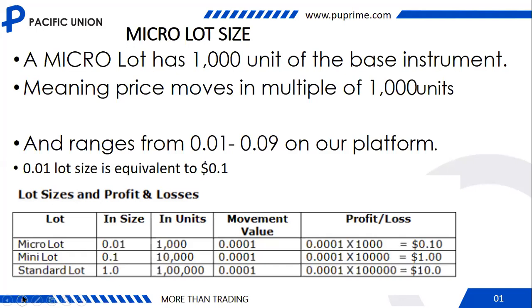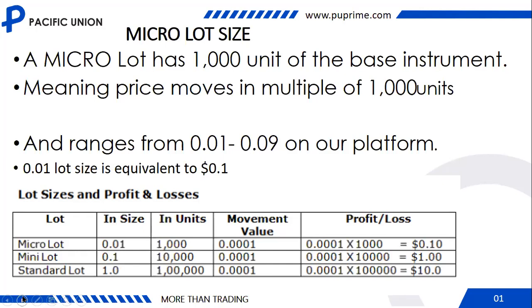Yes, on Pacific Union, the micro lot size starts from 0.01 to 0.09. Now, 0.01 lot size is equivalent to what? $0.1, which means 10 cents. So if you are using 0.01 lot size, for every pip unit, you are gaining 10 cents. So if the profit is 10 pips and you are using 0.01, 10 pips is 10 cents, 20 cents, 30 cents, down to $1. So if you are trading with 20 pips and you are using 0.01, how much are you going to make? $2.